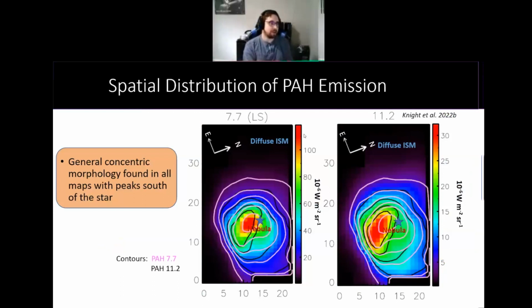But first, I want to talk a little bit about the spatial distribution of the PAH emission. If you look at the ionic and neutral spatial distributions, we find that in comparison, the PAH ions are much more compact compared to the neutrals, which have a much more elongated shape moving away from the nebula. But generally, both bands tend to peak south of the primary illuminating source in this nebula, SVS3.